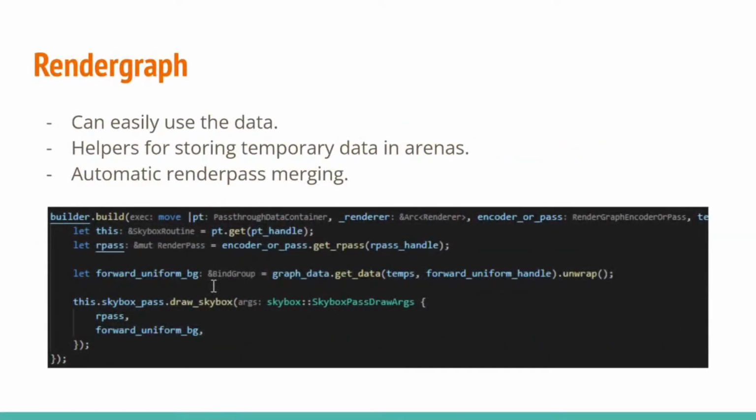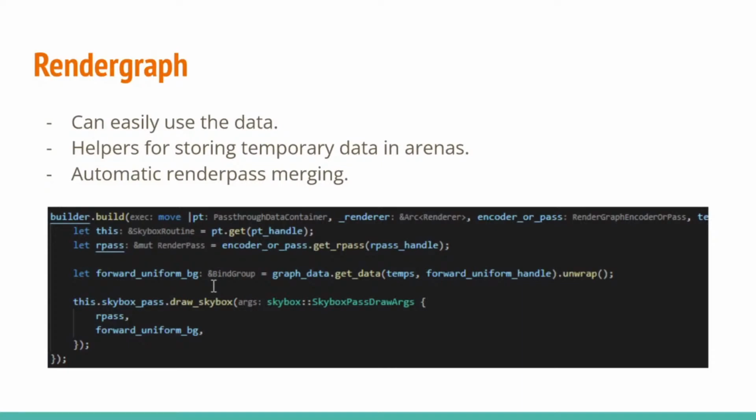And then inside, this is all one function, just split in two. So inside the actual execution of the graph, of the node, sorry, you just get the render pass and get the data that you requested, and you just use that render pass to draw whatever you need to draw. The render graph automatically merges render passes so that if you have the same input and output, it just reuses the previous render pass.